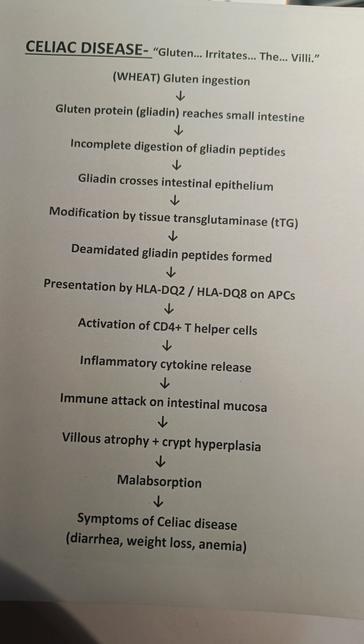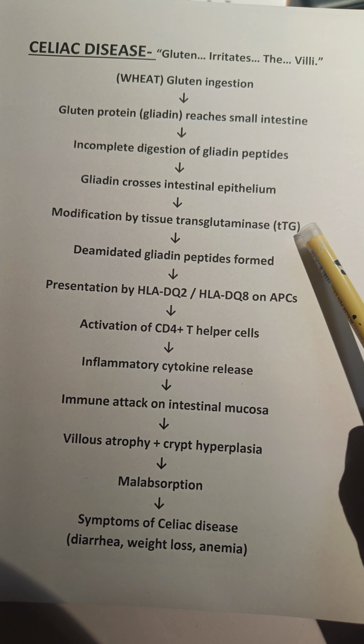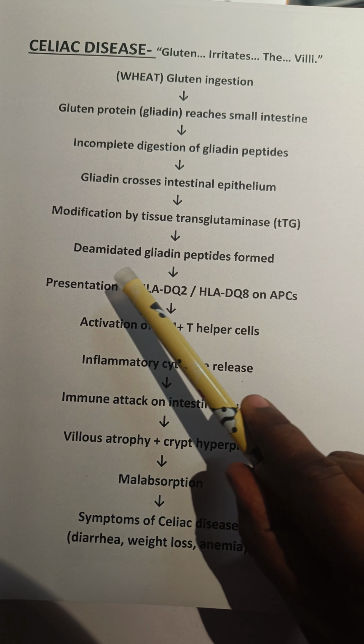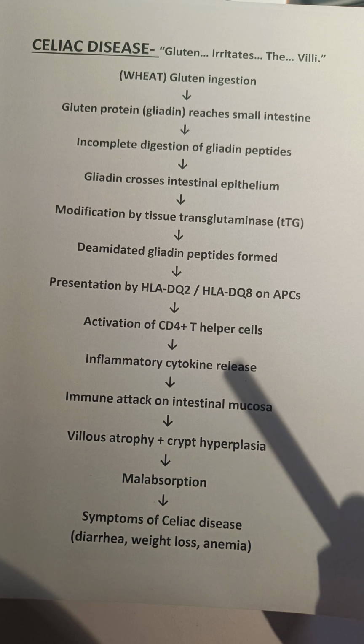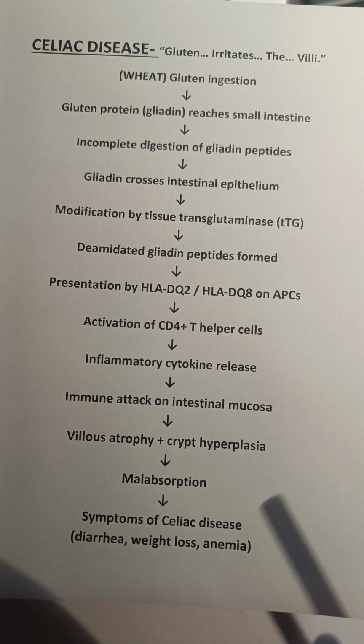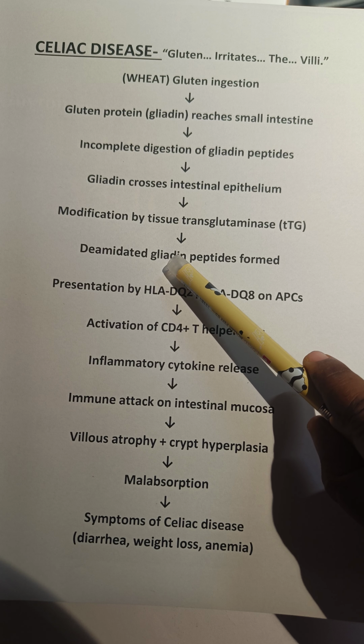Once the gliadin enters the intestinal tissue, an important enzyme comes into play, called TTG. TTG stands for tissue transglutaminase enzyme. This will cause a change in the gliadin molecule, and deamidated gliadin peptides are formed here. There is a slight modification of this gliadin molecule, and the process is called deamidation.